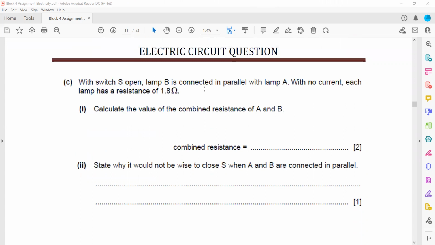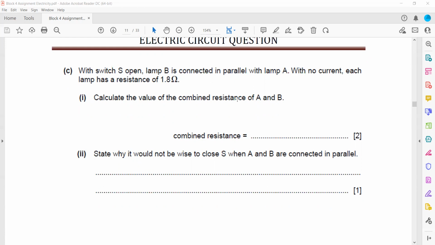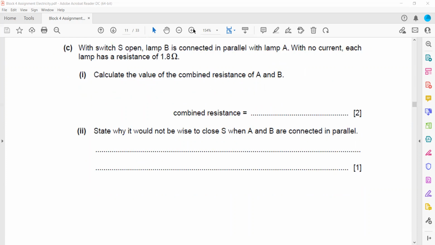Now with the switch open, the lamps are connected in parallel, with lamp A having no current, and each lamp has a resistance of 1.8. So now new lamps are there which are connected in parallel. 1.8 ohm is the resistance of each lamp. Calculate the value of the combined resistance.